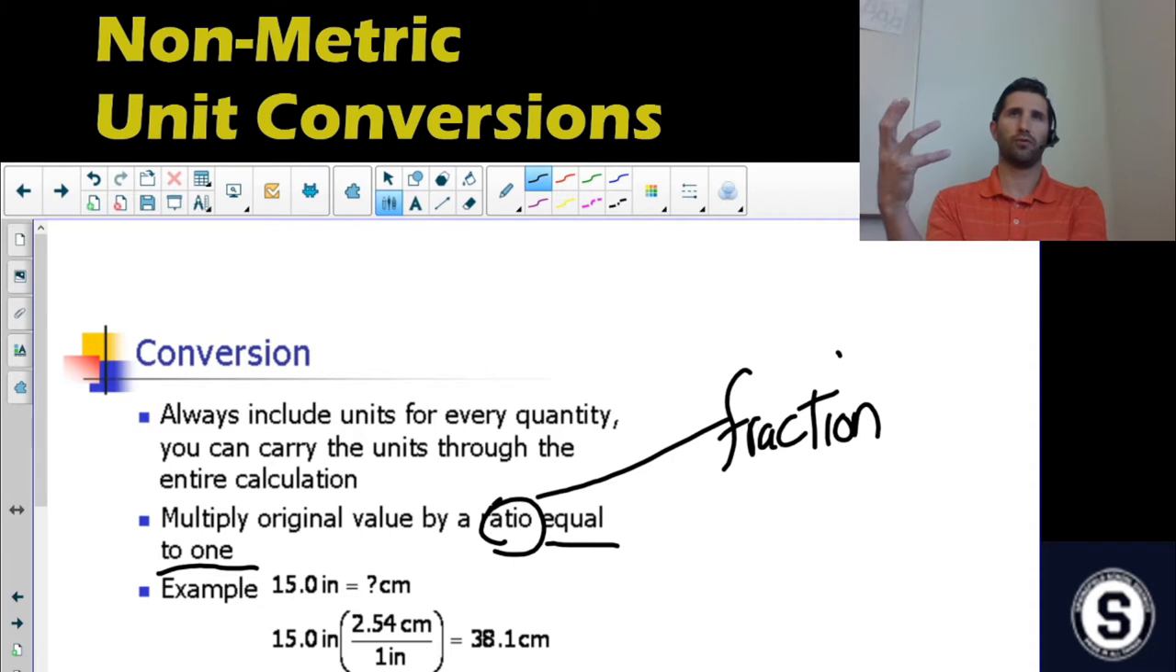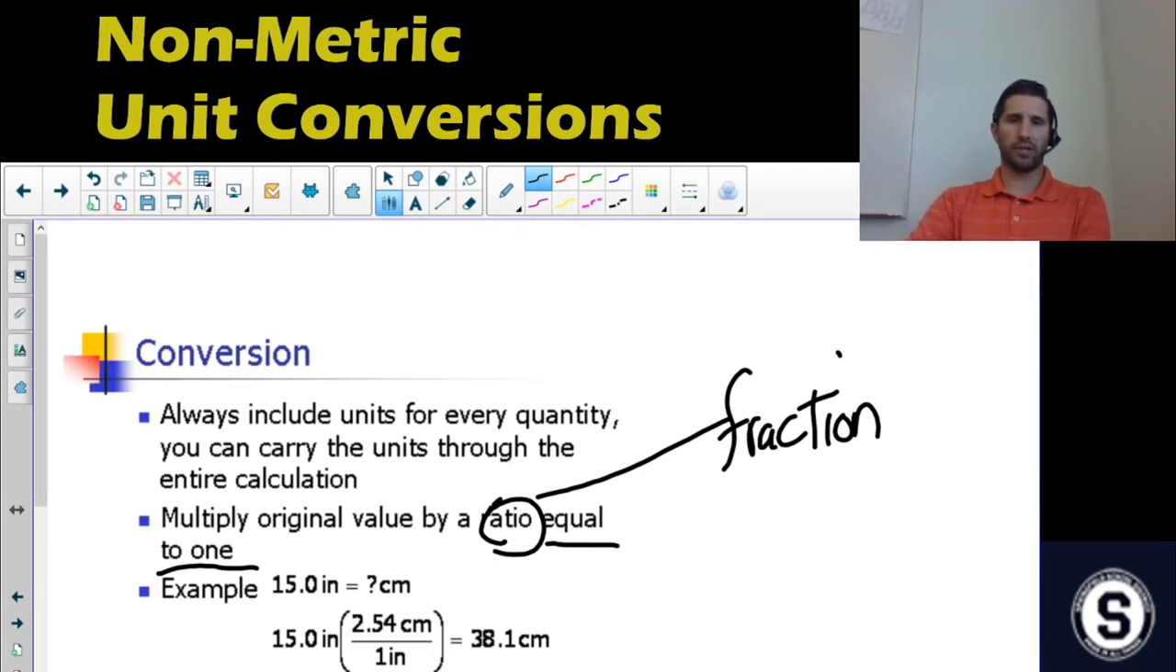All right, so for example, I know that there are 60 minutes in an hour. So my ratio might be 60 minutes over 1 hour because I know that 60 minutes and 1 hour are exactly the same thing. All right, so we want to make sure that we do that.